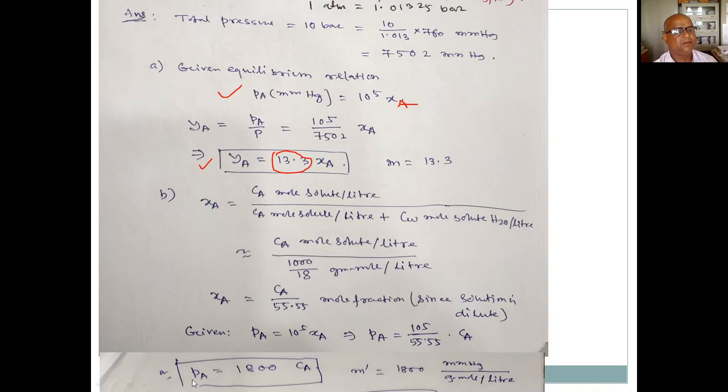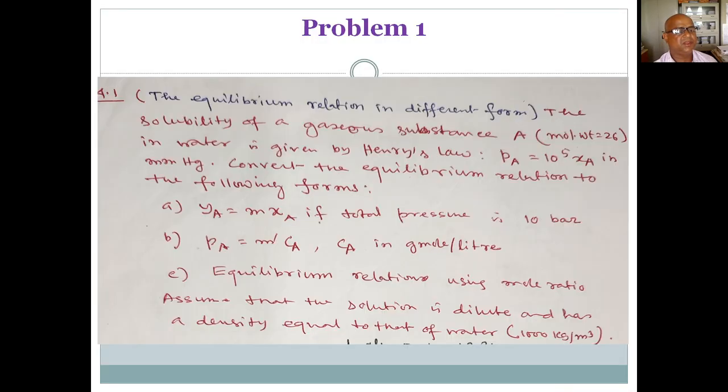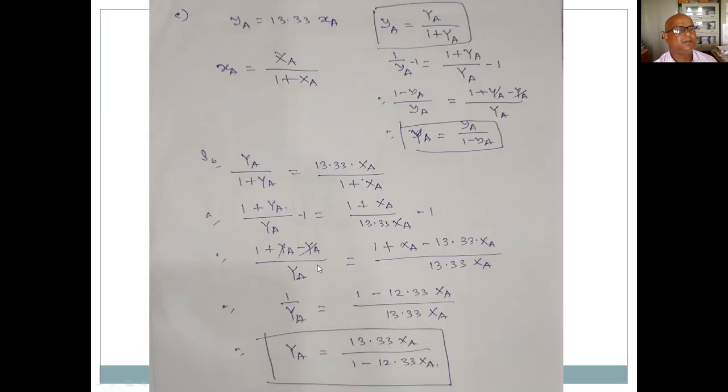Now let's see the third one. The equilibrium relation is in mole ratio. Mole ratio means capital Y, capital X. So we got small Ya equal to 13.33 Xa from the first problem solving. Now we have to convert it in terms of capital Y. We know that small Ya equals capital Ya by 1 plus capital Y.